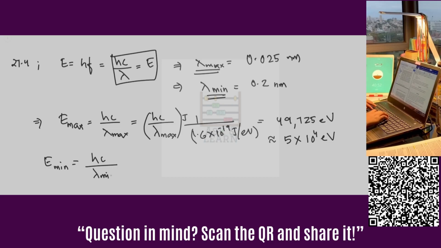So this will be in joules again. Let's just write joules here, and again we have to divide it by how many joules there are in 1 electron volt in order to convert it into electron volts. And we get this value to be 6215 electron volt. This is nearly 6 times 10 to the power 3 electron volt.